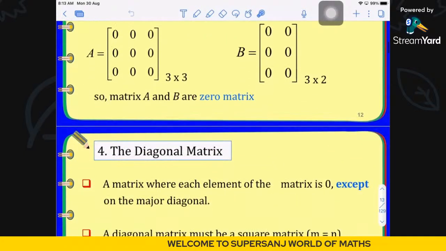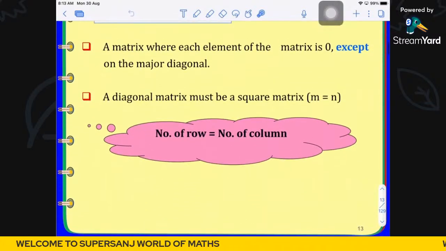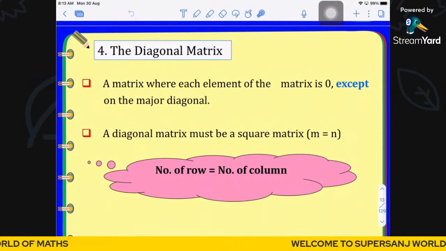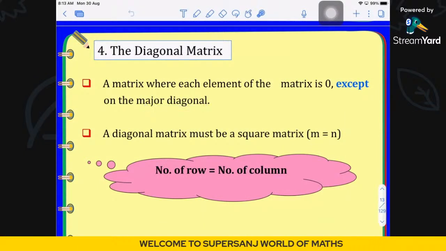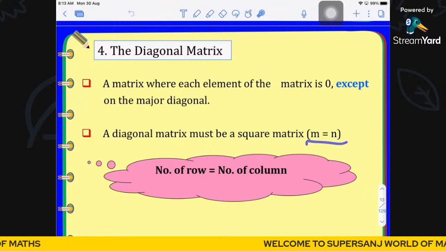Then the next one we have is the diagonal matrix. Now, the diagonal matrix is the interesting part. It is a matrix where every element is 0 except on the major diagonal. Now, what is a major diagonal? A diagonal matrix must be a square matrix, such that m equals n. Why? Because only then can you get a major diagonal.